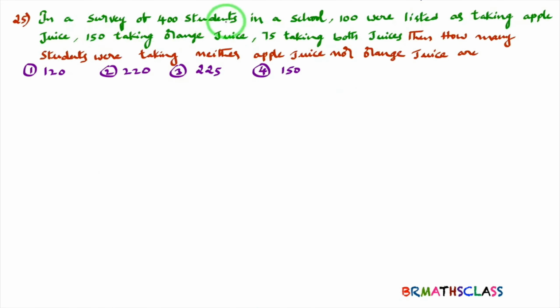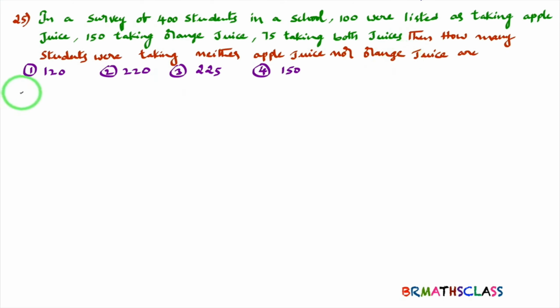In a survey of 400 students in a school, 100 were listed as taking apple juice. Very nice. 150 taking orange juice. Good. 75 people taking both the juices. That means they are taking both apple juice as well as orange juice. Then how many students were taking neither apple juice nor orange juice?